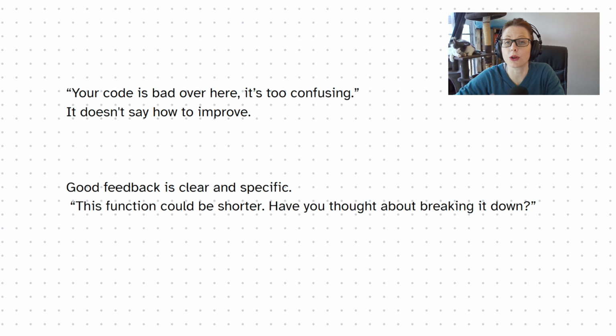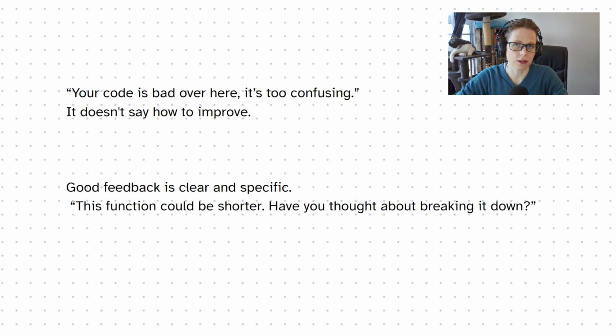Constructive feedback, or good feedback, is clear and specific. For example, "This function could be shorter. Have you thought of breaking it down?" In this example of good or constructive feedback, we've identified what the problem is, and now we are giving solutions to the problem, or we are asking a question to allow the person to think a little bit more.